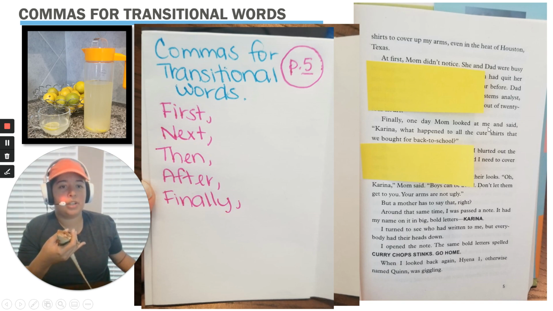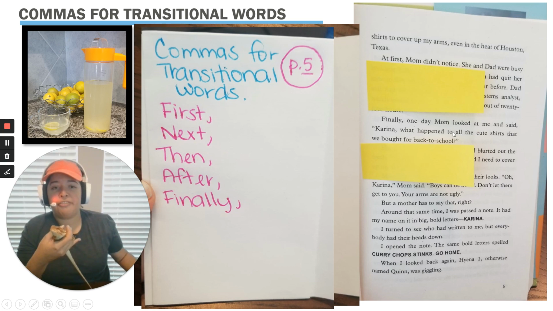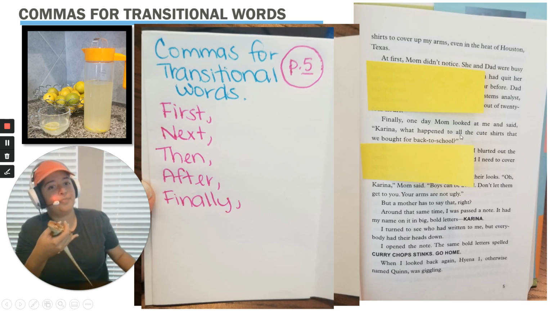"One day, Mom looked at me and said," here we have another comma, but we have a comma over here because we're about to start a quotation mark. Remember that we said that we were going to use a comma for quotation marks? Well, here is one.